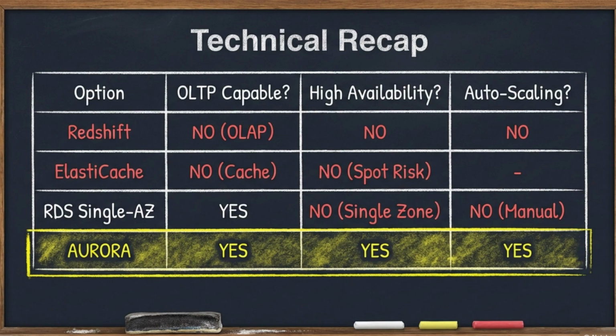Redshift, great for analytics. OLAP, not transactions. OLTP. ElastiCache, a database accelerator, not a replacement. RDS single AZ, no true high availability. Aurora multi-AZ with auto scaling, a complete, scalable e-commerce solution.